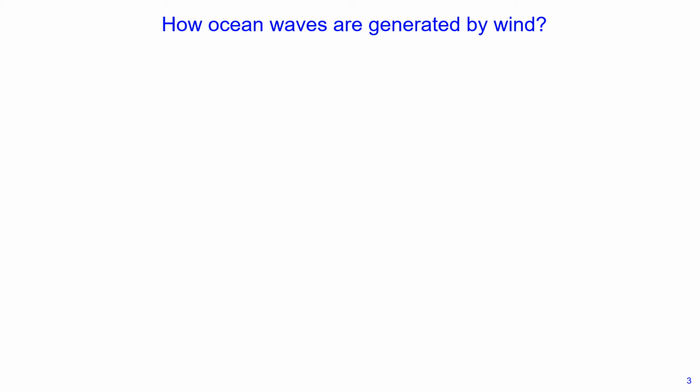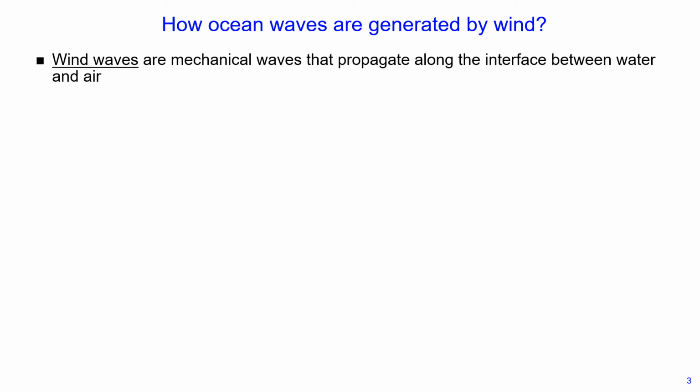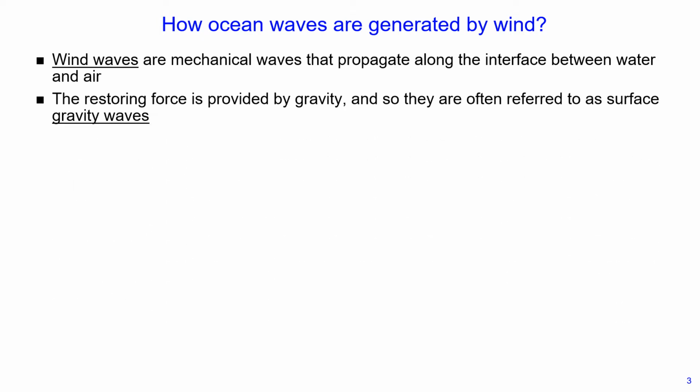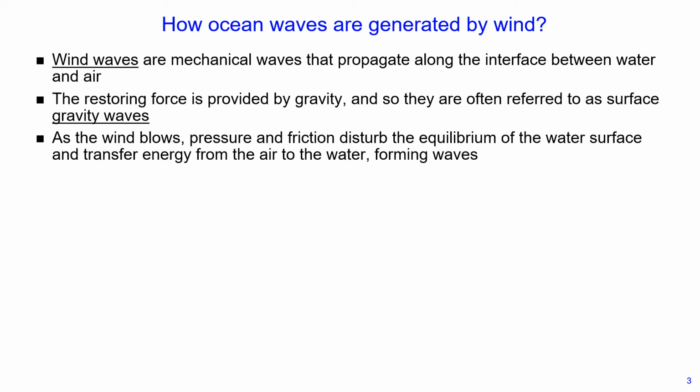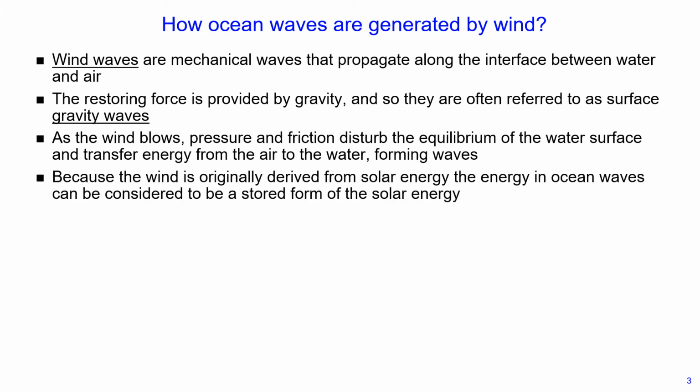Wind waves are mechanical waves that propagate along the interface between water and air. The restoring force is provided by gravity, and therefore these waves are often referred to as gravity waves. As the wind blows, pressure and friction disturb the equilibrium of the water surface and transfer energy from the air to water, forming waves. Because the wind is originally derived from solar energy, the energy in ocean waves can be considered a form of indirect solar energy.